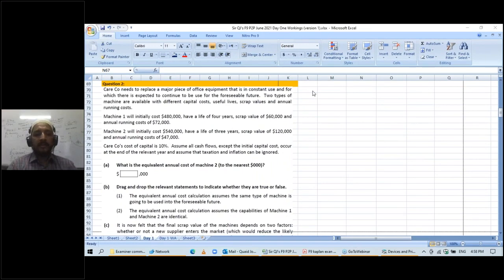Okay, students, let's start doing this question. Now, this question first covers an asset replacement decision. Now, what are asset replacement decisions? Asset replacement decisions cover the time interval at which we should replace our assets.